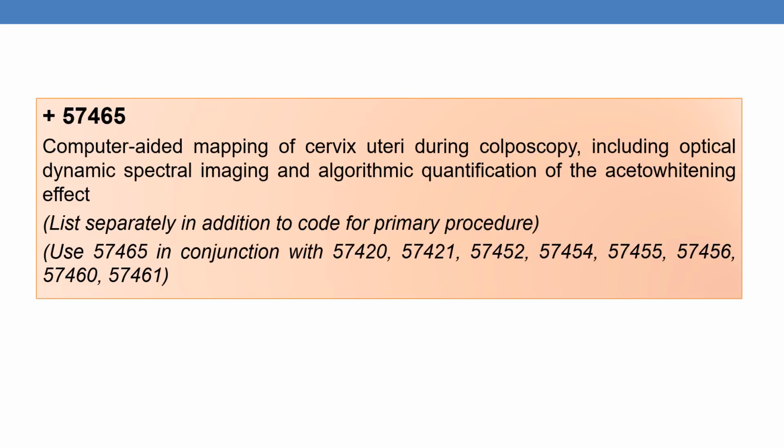The next CPT is an add-on CPT, plus 57465: computer aided mapping of cervix uteri during colposcopy, including optical dynamic spectral imaging and algorithmic quantification of the acetowhitening effect. List separately in addition to the primary procedure because this is an add-on code, and use 57465 in conjunction with 57420, 57421, 57452, 57454, 57455, 57456, 57460 and 57461.